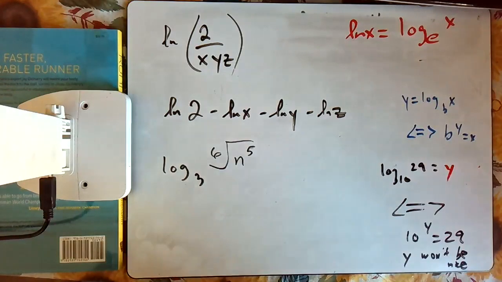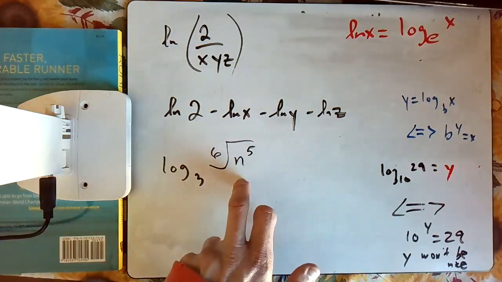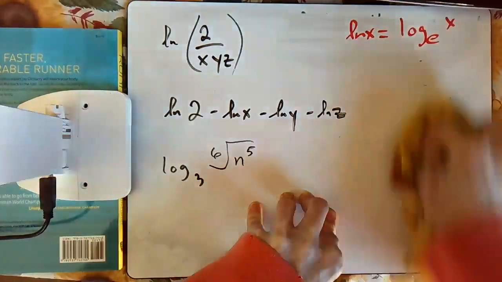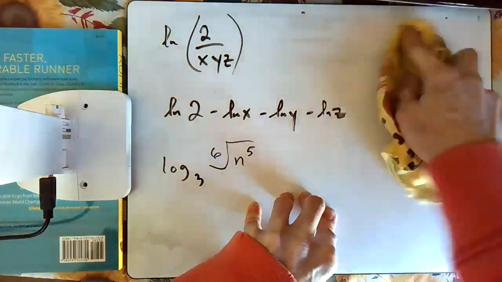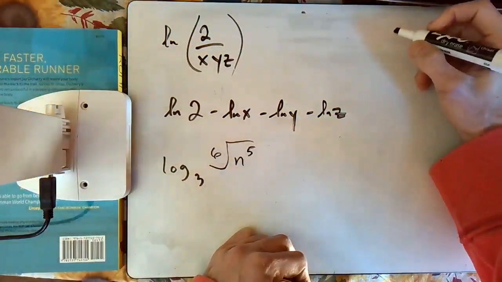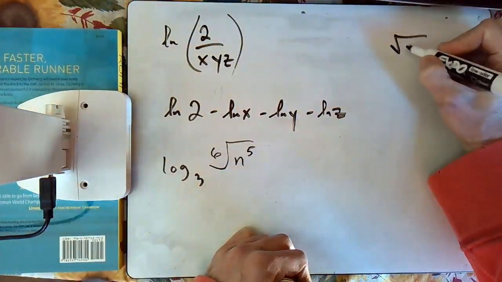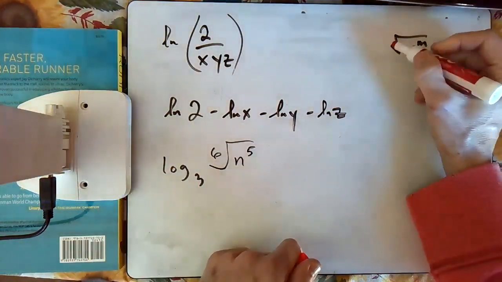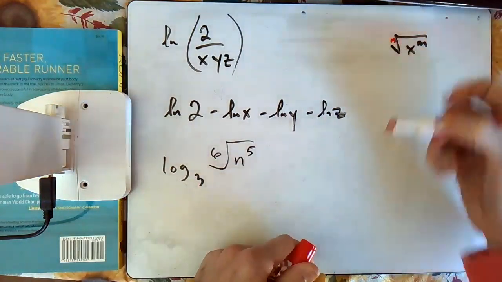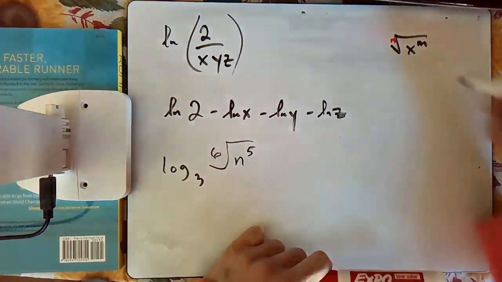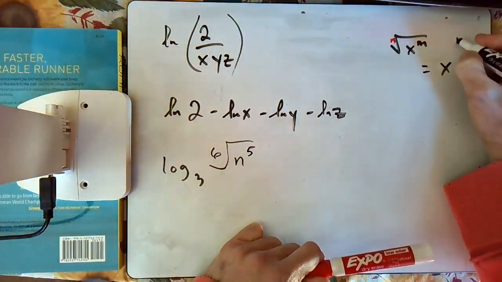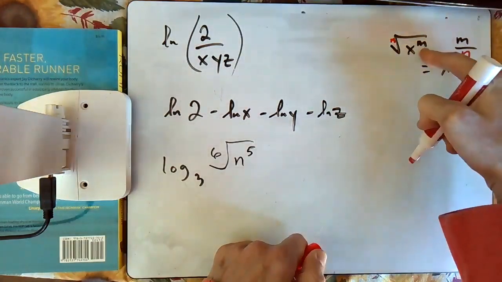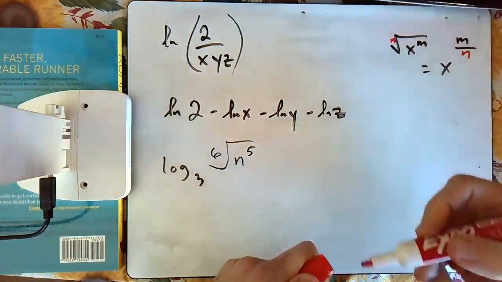Remember, anytime you're dealing with logs and radicals, you want to convert that radical into exponential form. And they all behave the same way, right? Like if I have the nth root, that's the index, of x to the m, then this becomes x to the m divided by n, right? That's always your numerator. The index is always your denominator.